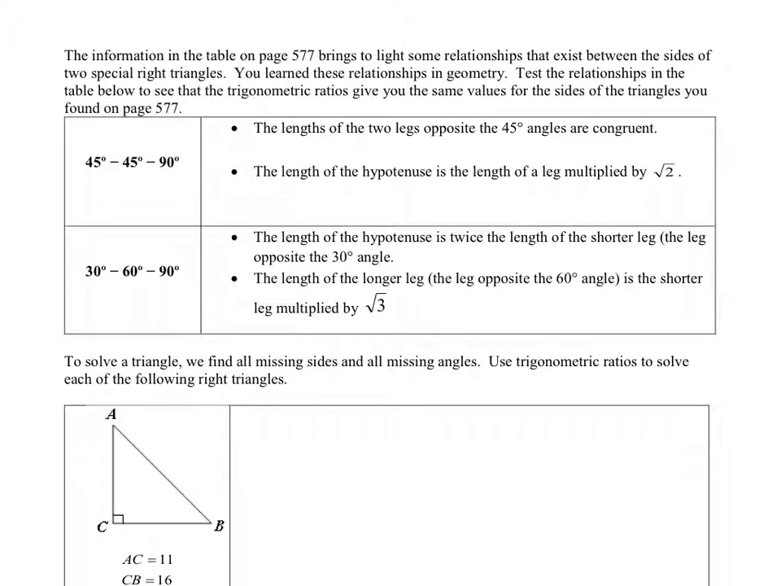Now, let's look at the next page. I don't know what they're referring to, page 577, but basically it's what we just learned about the relationships between the two legs and the hypotenuse, with respect to the 30, 60, 90 and 45, 45, 90 degree special right triangles. So I won't go through that. Let's move on.